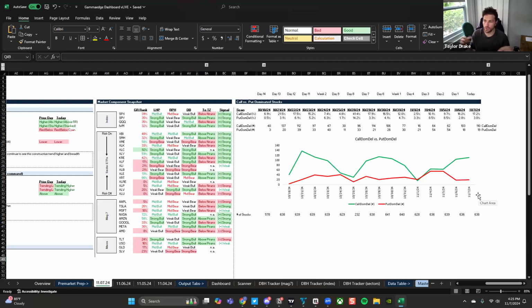Everything that we're looking at is pointing to, yes, a risk on environment, bullish sentiment, right?